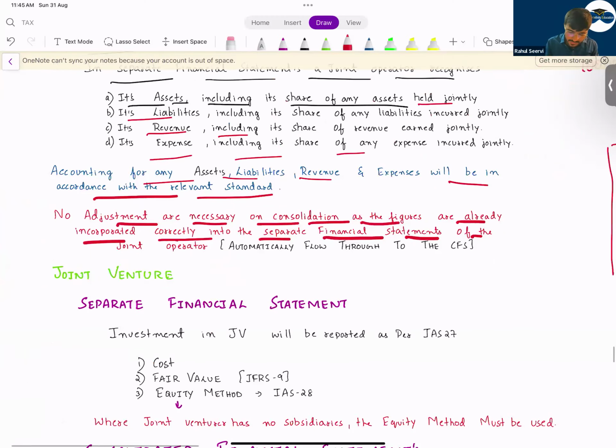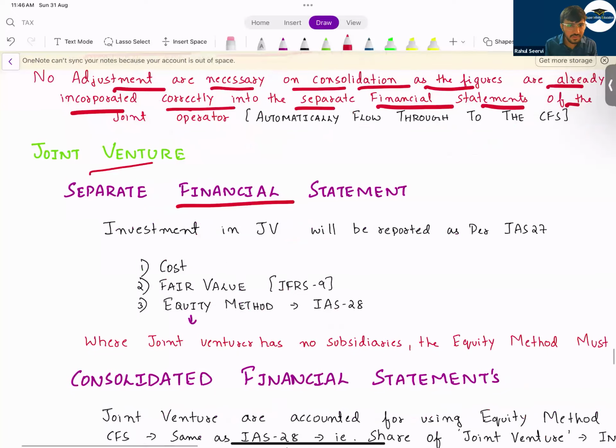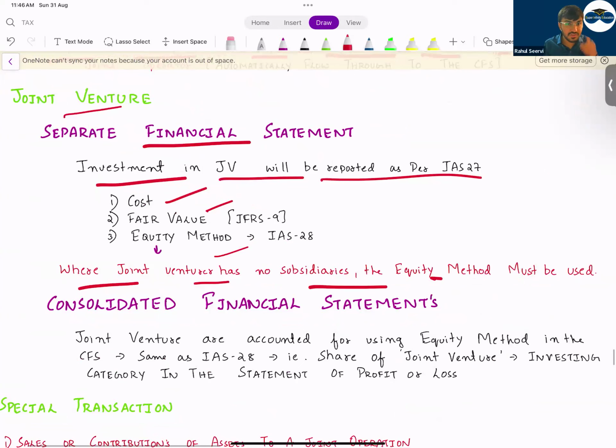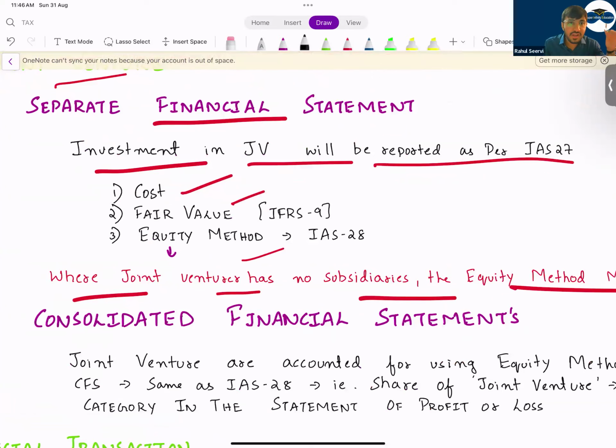Joint venture, separate financial statements. Investment in a JV will be reported as per IAS 27: cost, fair value, or equity method. Where the joint venture has no subsidiary, the equity method must be used. This is an important point which is mentioned in IAS 27. Now, the company in its separate financial statements can use IAS 28 and the equity method only when there is no subsidiary company. If there is any subsidiary company in the separate financial statements, we can't use the equity method. We have to use cost and fair value only.